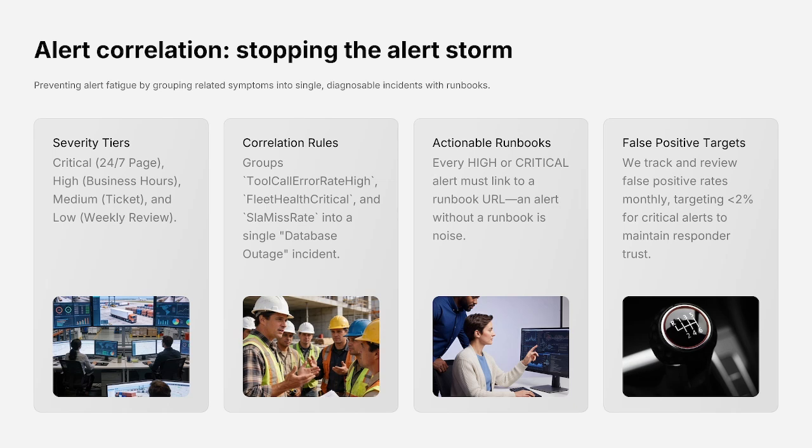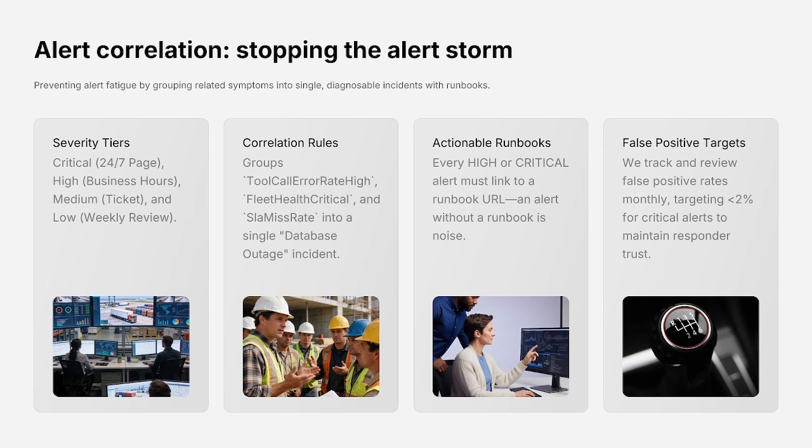So actionable runbook that you should implement. Every high or critical alert must link to a runbook URL. An alert without a runbook is noise. Runbooks, of course, enable you to process logs and see the output of everything that is going on in your system. So if you are setting an alert without a runbook, it's just noise. It's like you're implementing a stochastic parrot, which is just talking, alerting anyhow. So implement runbooks for alerting.